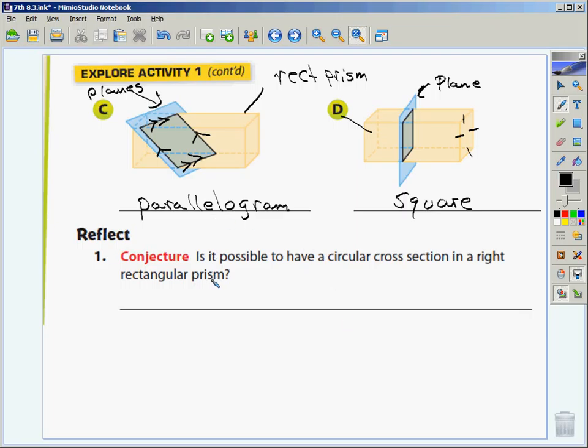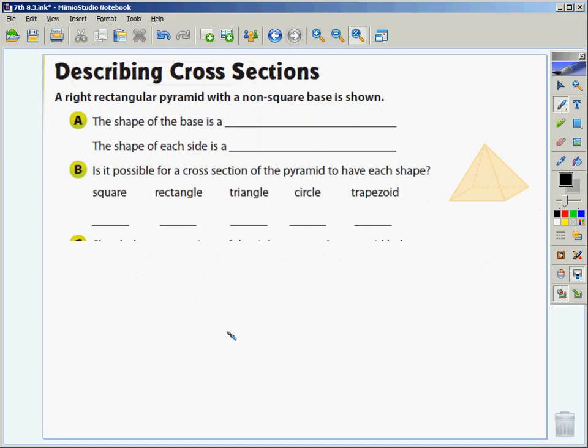Now, is it possible to have a circular cross section in a right rectangular prism? Yes or no? No. No matter how I slice something that's made up of all straight edges, I can't get a circle out of it. Okay? Everybody's still okay? Okay.